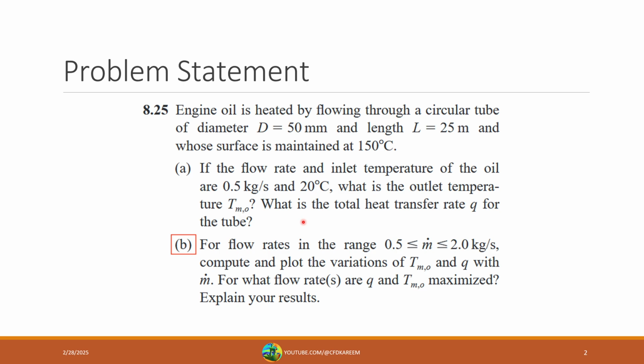And then in the second question, we're asked, for flow rates ranging from 0.5 to 2 kilograms per second, to compute and plot the variations of the outlet temperature and Q with m dot. And then it asks for what flow rates Q, which is the heat rate, and T_m,o, which is the outlet temperature, are maximized. And we need to explain our results.